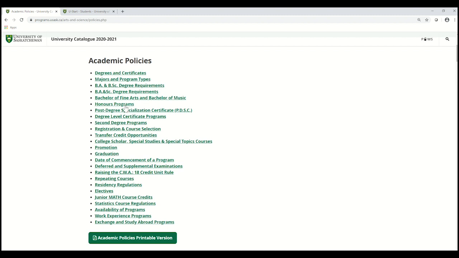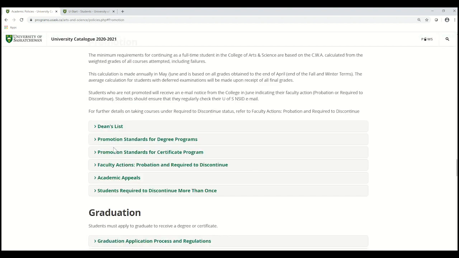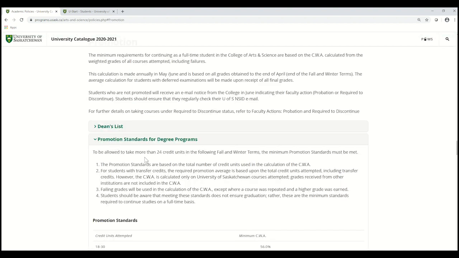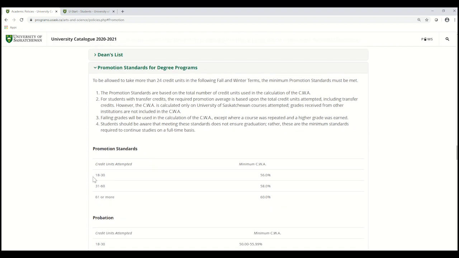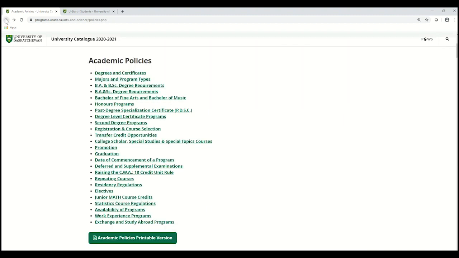For example, maybe you have a question about the honors program or about promotion standards. Here you'll see that on your first 18 to 30 credit units in arts and science, you need to have at least a 56% average in order to move on to second year, and that average increases as you go on through the years to complete your degree. So every college is going to have a different set of academic policies, and this is where you'll find the policies for the College of Arts and Science.